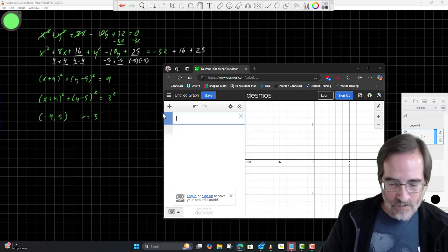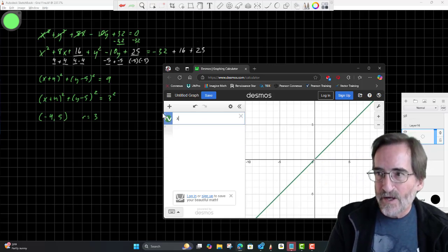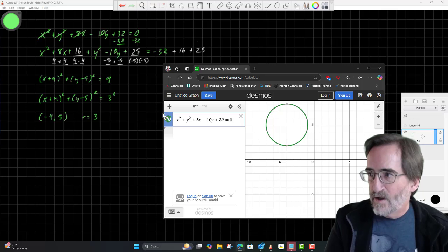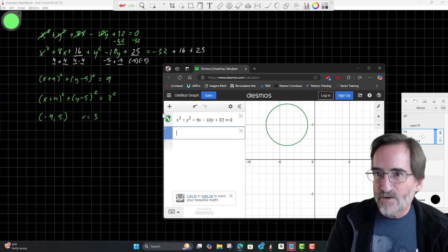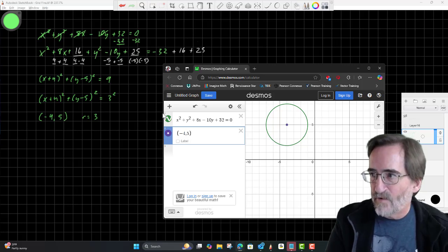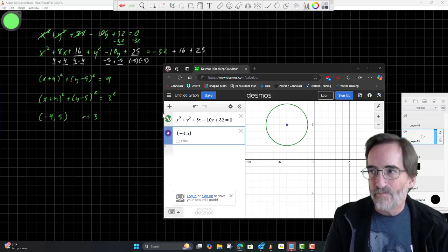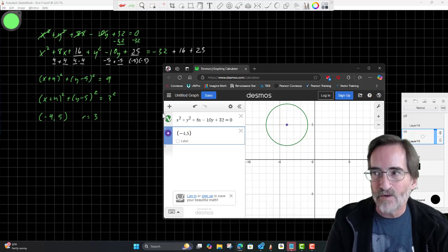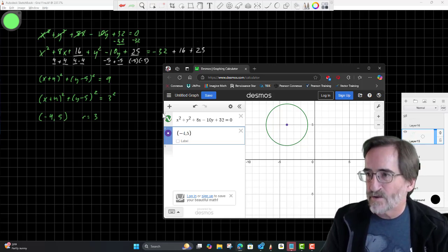Let's go ahead and verify in Desmos that that is the case. Okay? So I'm going to enter the original equation, x squared plus y squared plus 8x minus 10y plus 32 equals 0. There it is, centered at -4, positive 5, and a radius of 3. And it matches. It does have a radius of 3 units. You can count the squares. Okay?